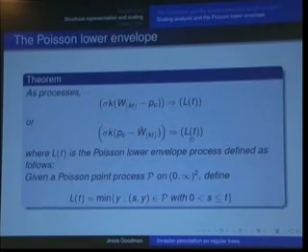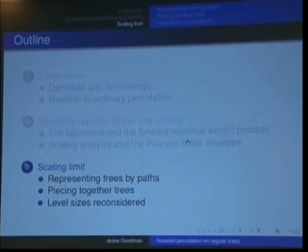Okay, so let me pass to the tree issue. And I want to describe how I'm going to represent trees by paths, and then some issues about how you piece together trees when you've got infinite objects.